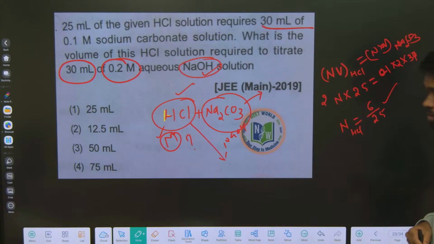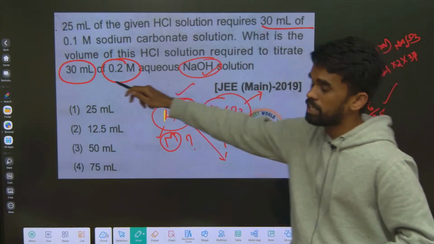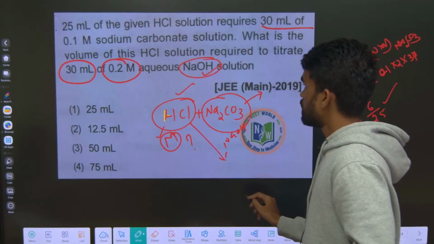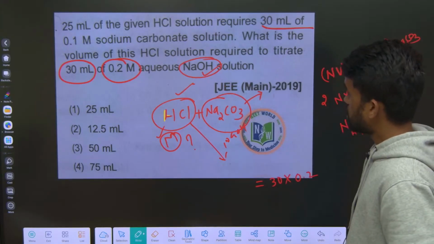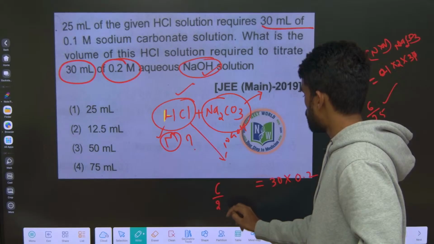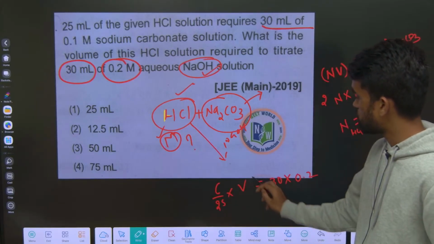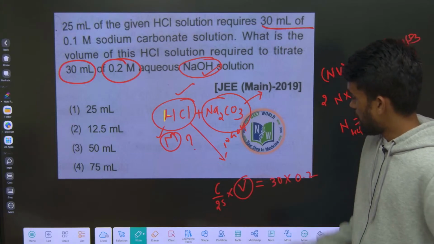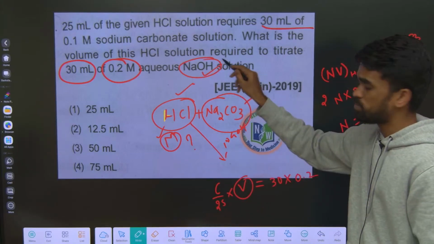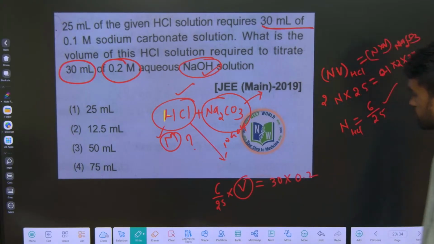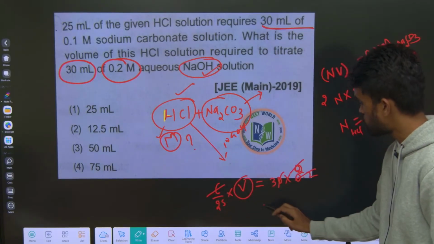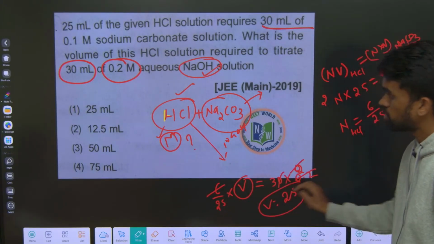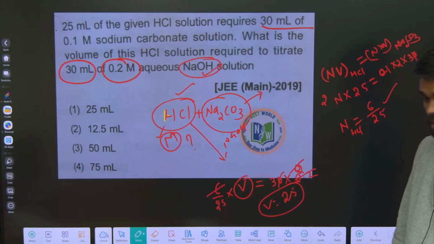Next what to do? Same, this normality is used for titration with NaOH. So we should calculate M. 30 into 0.2 of NaOH will be equals to 6 by 25 into V. So you need to find this V value here. And also n factor for NaOH is 1 only, right? How many OH minus ions it is releasing? See, simple here, 3 2s are 6, and this side also 6 is removed. So volume will be 25. 1 by 0.4, which is 25.